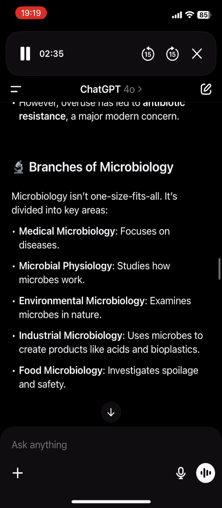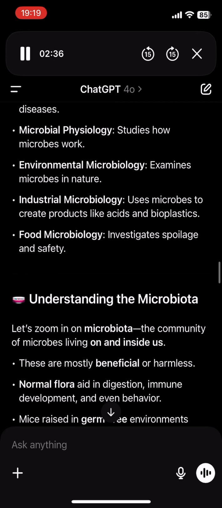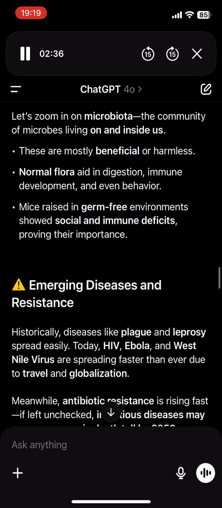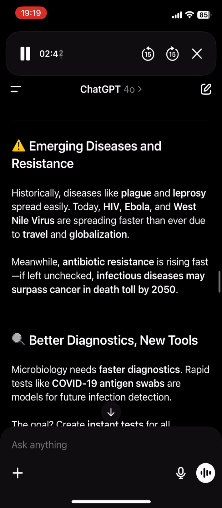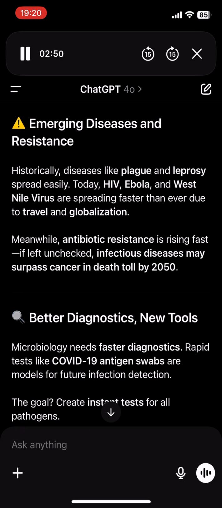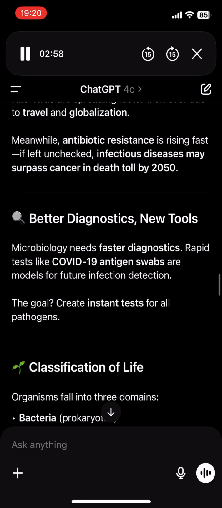Emerging diseases and resistance. Historically, diseases like plague and leprosy spread easily. Today, HIV, Ebola, and West Nile virus are spreading faster than ever due to travel and globalization. Meanwhile, antibiotic resistance is rising fast. If left unchecked, infectious diseases may surpass cancer in death toll by 2050.